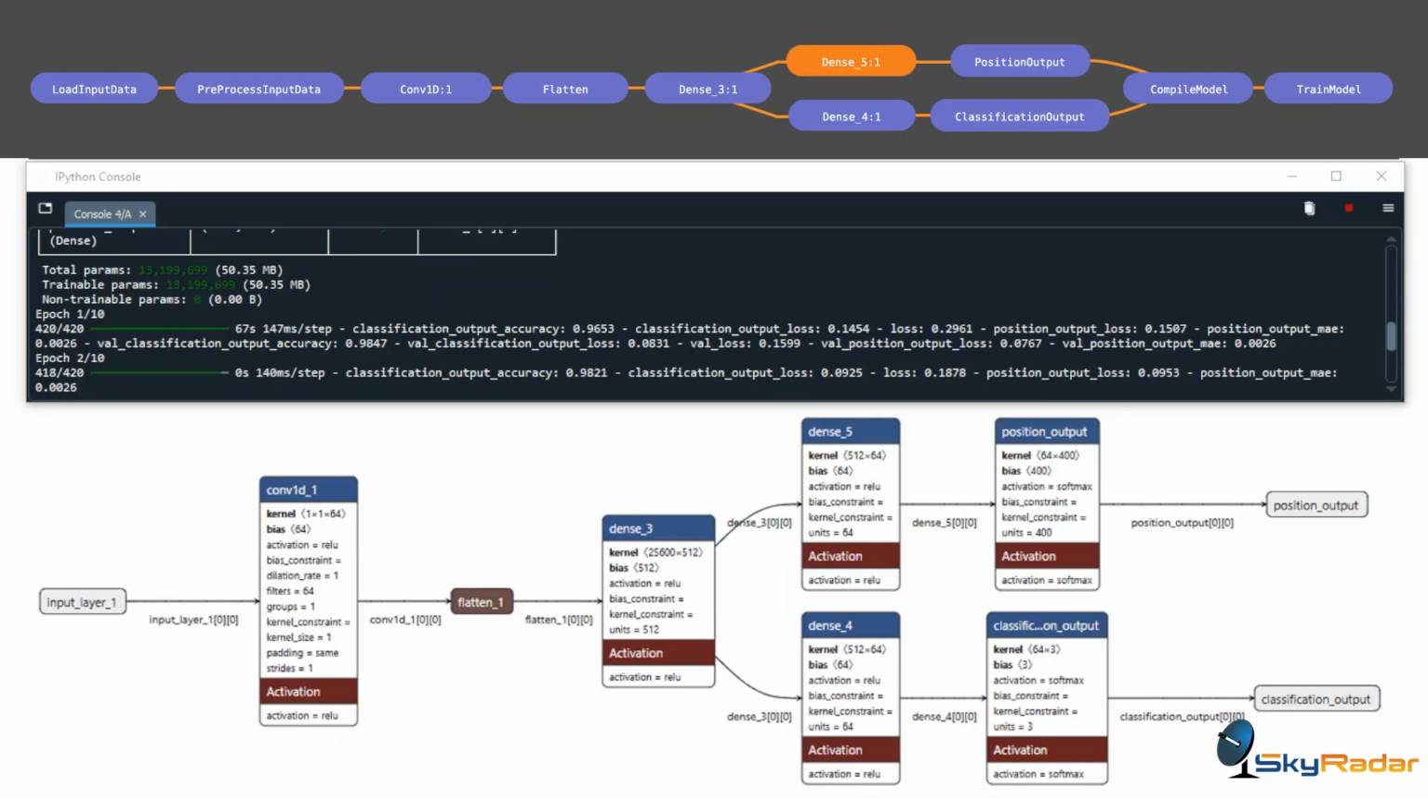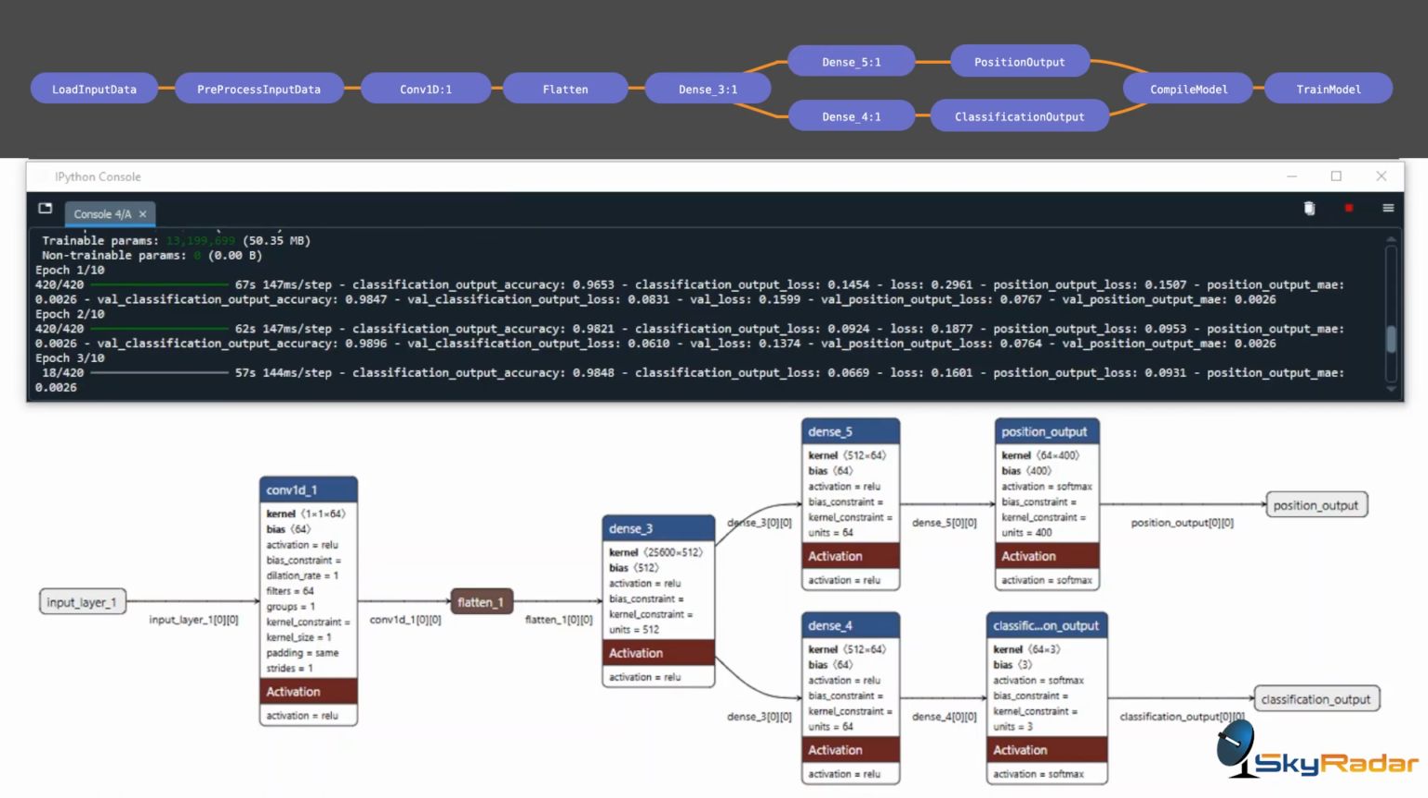The first branch leads to another dense block, which further processes the data. The output of this block is then passed to the position output block, which generates a 400-element output. These 400 elements correspond to the positional resolution of 0.05 meters, covering a range of 20 meters. The softmax activation function used in this block ensures that the output represents a probability distribution across all positions. When a target is present, the softmax output spikes close to 1 at the corresponding position, indicating the exact location of the target. The second branch also flows through a dense block, which connects to the classification output block.